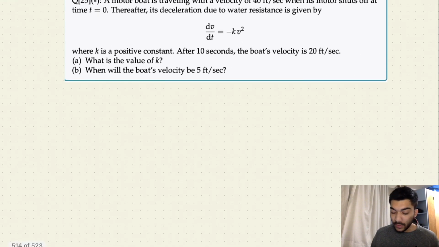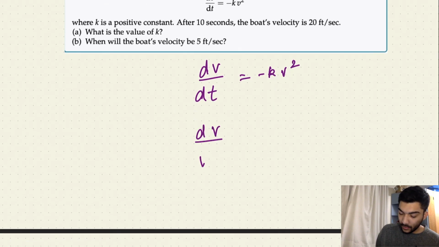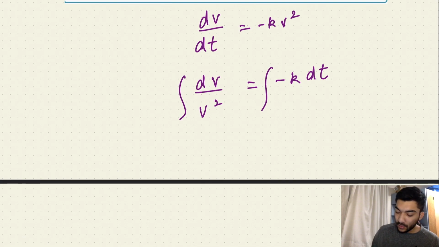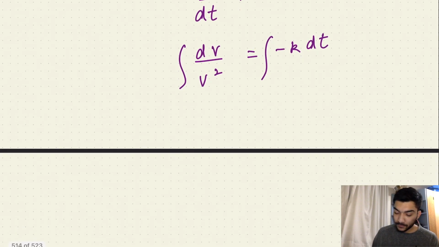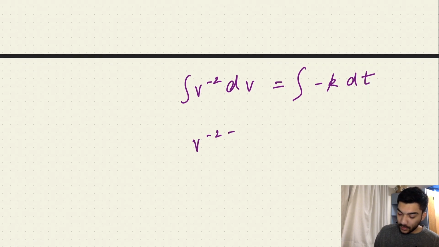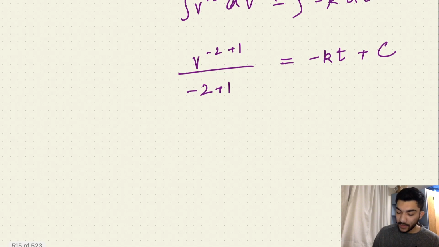Again, we'll start with solving the differential equation first. So we have been given that dv by dt is minus k v square. If we move the similar variables to one side, it would be minus k dt. On the left hand side, you'll have dv by v square. And now you can integrate both sides. On the left hand side you have v to the power minus 2 dv. On the right hand side you have minus k dt. So this would be v to the power minus 2 plus 1 upon minus 2 plus 1. This would be minus kt plus capital C.